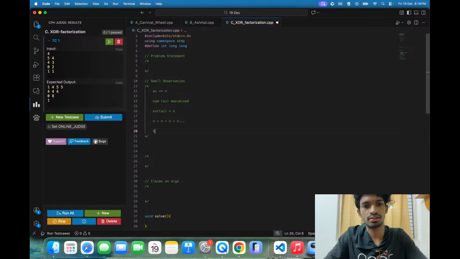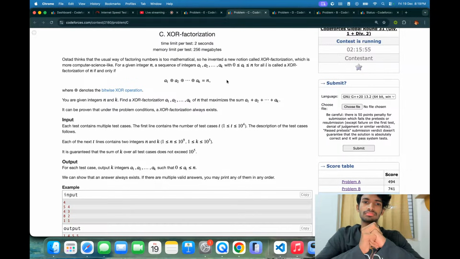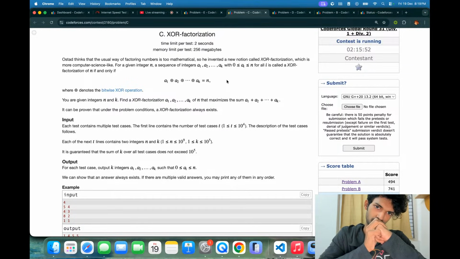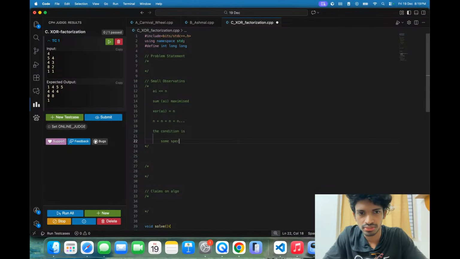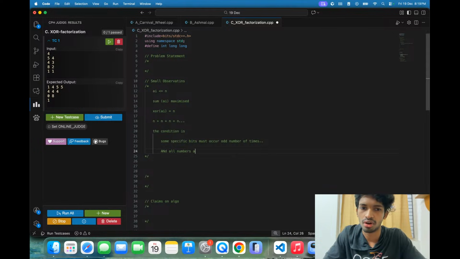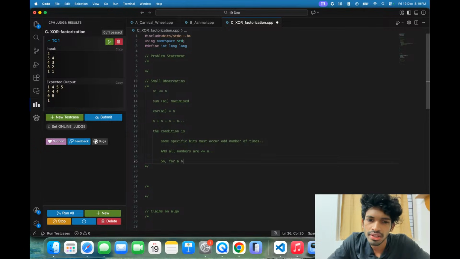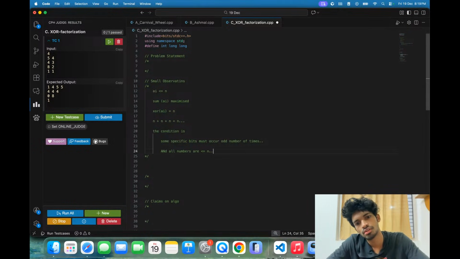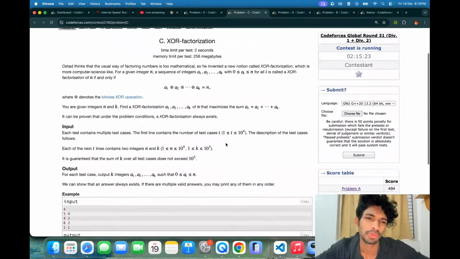Okay, the condition is some specific bits must occur an odd number of times, and all numbers are less than or equal to n. Okay, so for a given number, it's getting a bit tricky. K is this much, so it won't be too tricky.